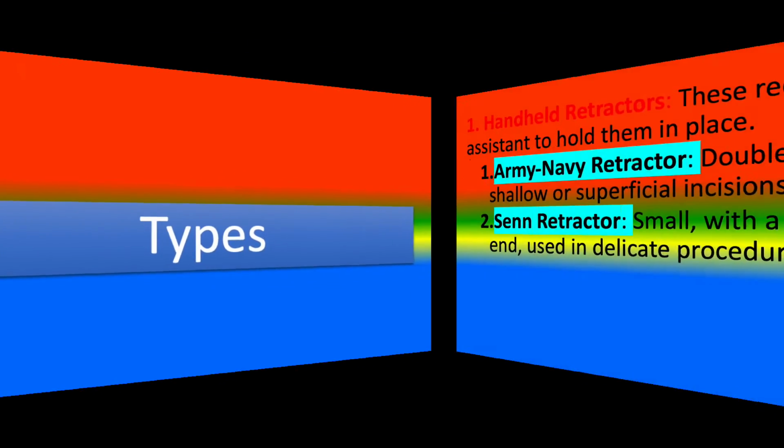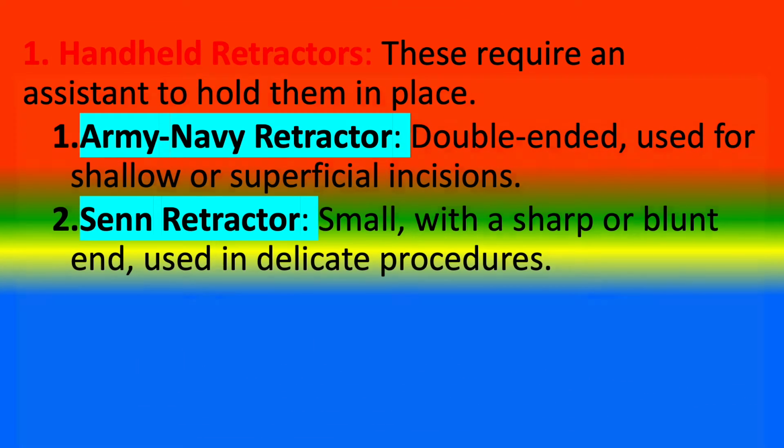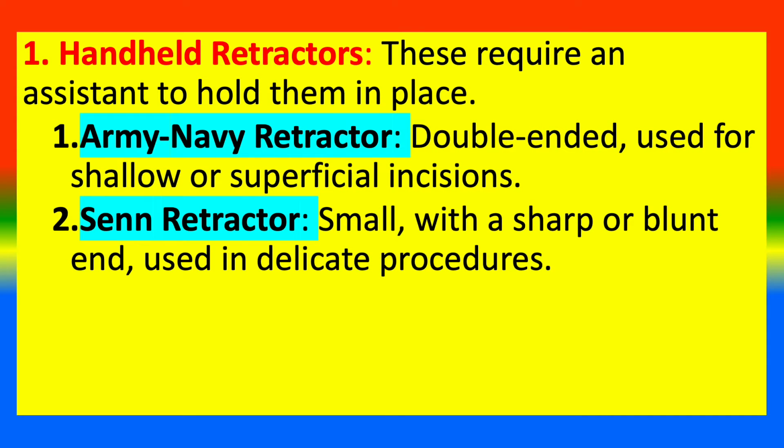Types. First type, handheld retractors. These require an assistant to hold them in place. It's classified into Army Navy retractor, double-ended, used for shallow or superficial incisions.